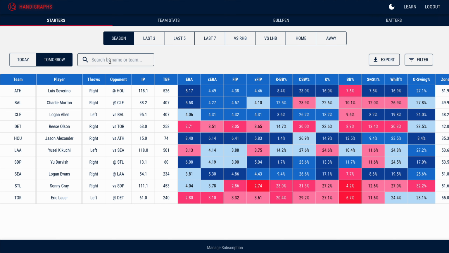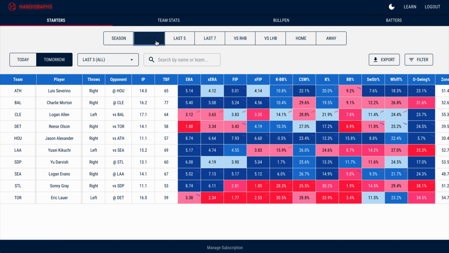All right. So I'm going to use the Thursday slate as an example. What I really like to do is take the last three starts. I think that shows you a really good sense of how a pitcher has been doing overall. So let's go with the last three. This is a good one for us. We'll use Cleveland and Baltimore as an example.